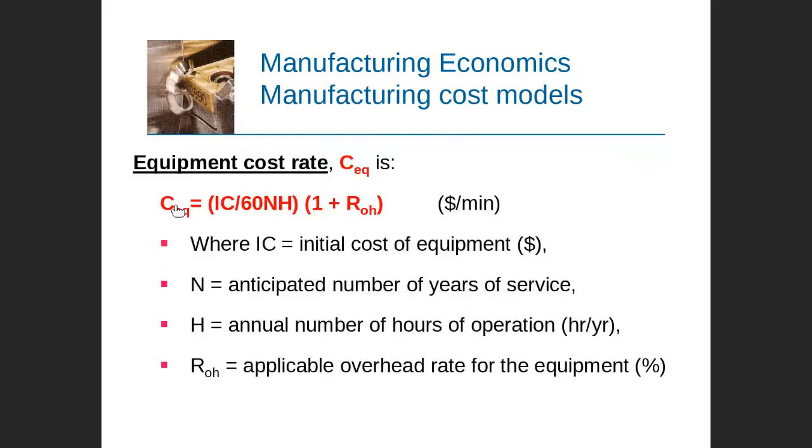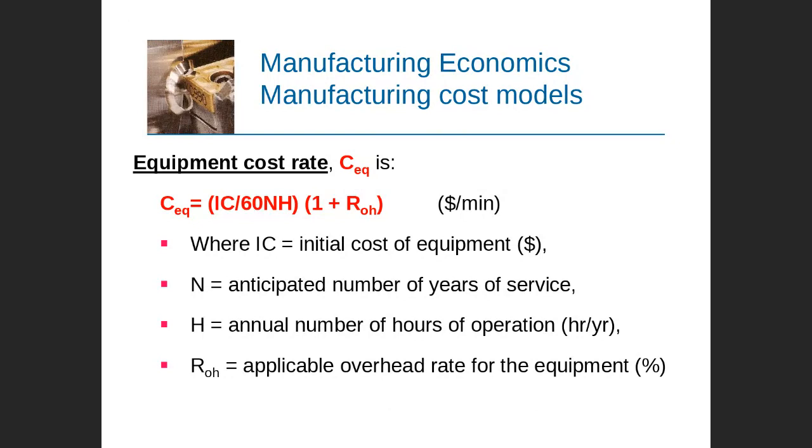So CEQ, this is the equation of CEQ equal to IC divided by 60 NH. This is the ROH. ROH means the equipment overhead cost, the applicable overhead rate of equipment. So you added here, so you multiply.